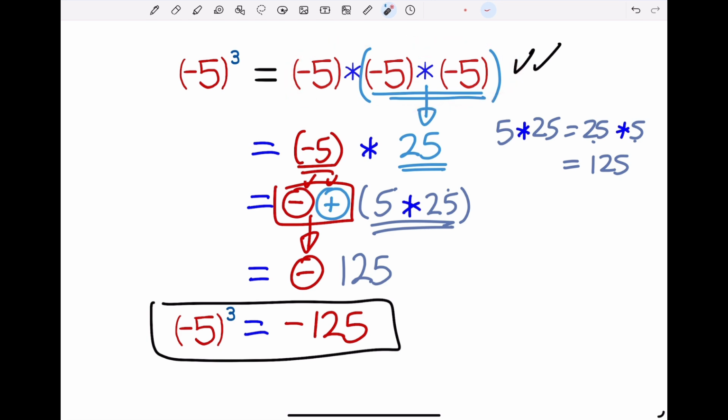Alright, so that concludes this video. We're going to be exploring more about exponents, and there's some really neat things that we're going to go over. So I look forward to seeing you in the next video.